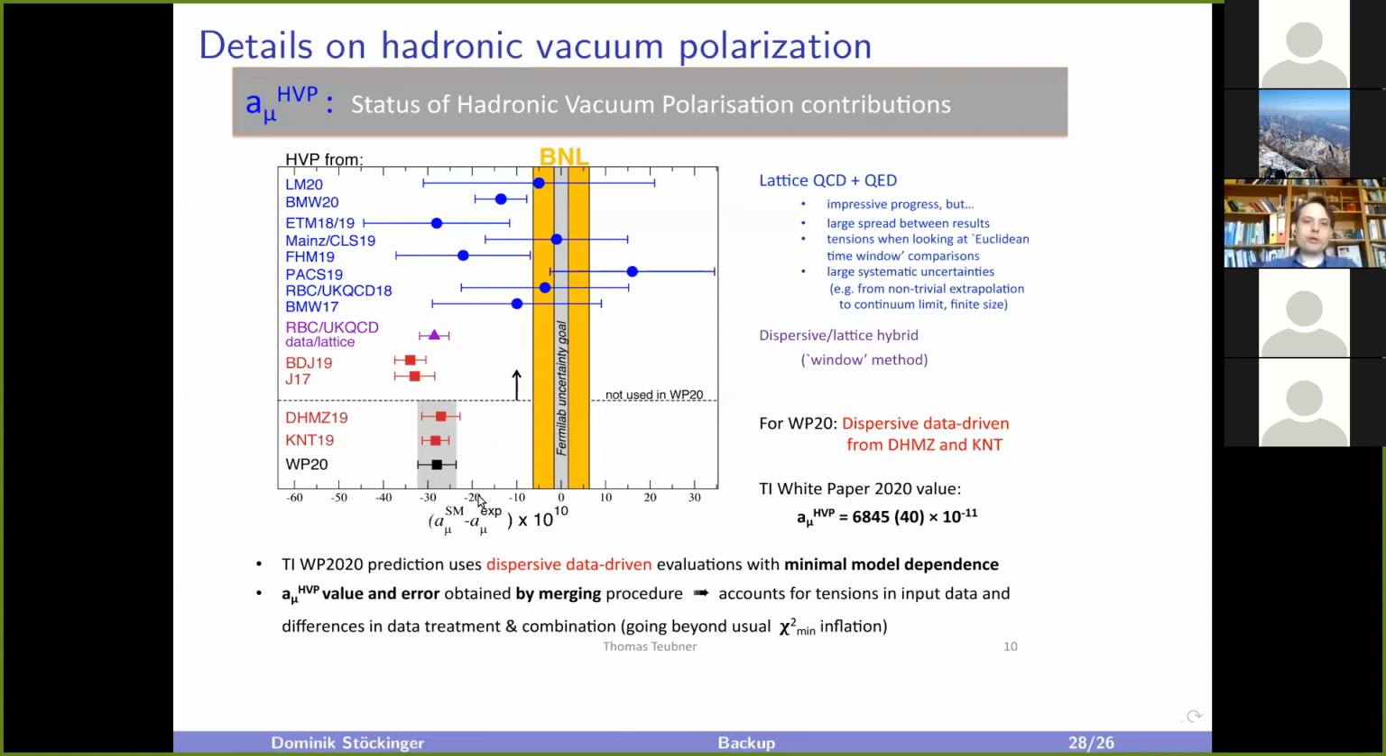But one should also say that not only the lattice is making progress, also the dispersion relation is making progress, because there are further experiments measuring those e plus e minus data, and of course people are still continuing to scrutinize the methods that they use. So also this will become more accurate and also scrutinized in the future.